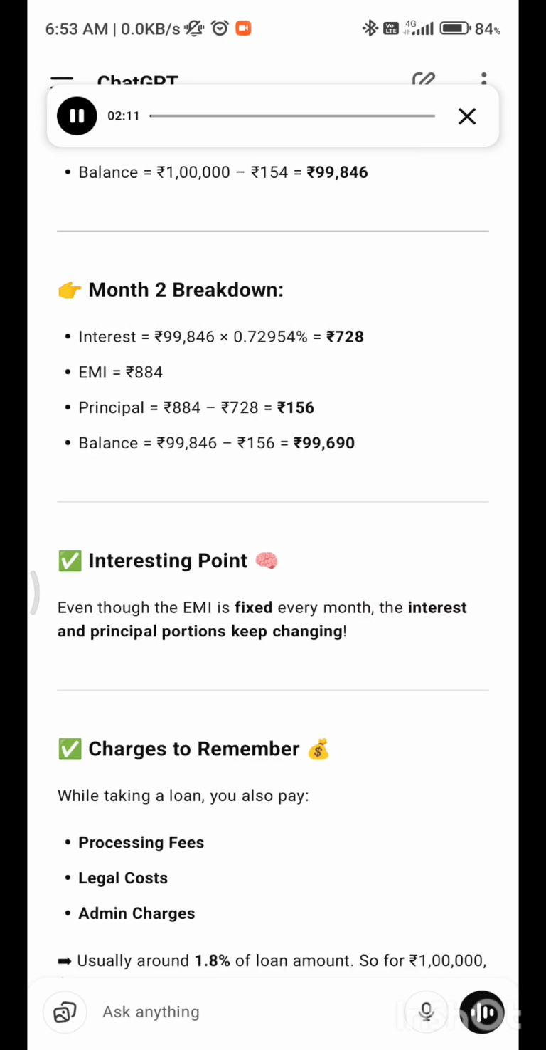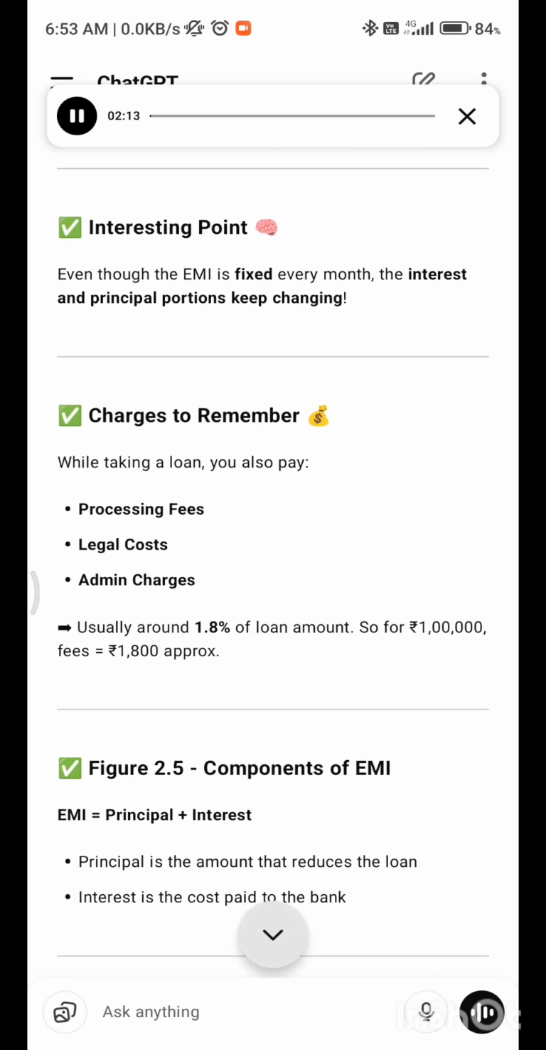Interesting point: even though the EMI is fixed every month, the interest and principal portions keep changing. Charges to remember: while taking a loan, you also pay processing fees, legal costs, and admin charges, usually around 1.8% of the loan amount. So for 100,000, fees equal 1,800 approximately.